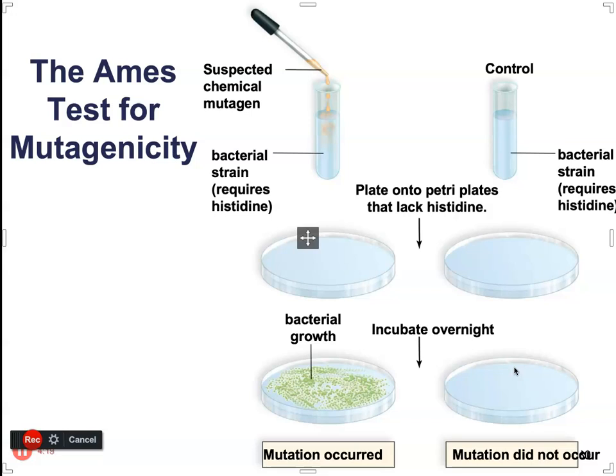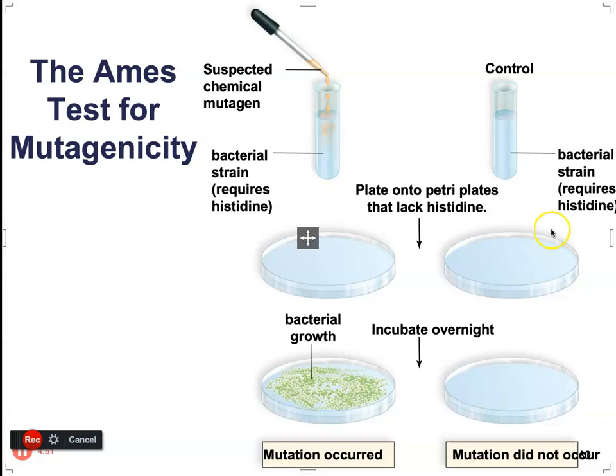This is where we take a particular type of bacteria that requires an essential nutrient to survive, and we grow them in the absence of that nutrient. So for the Ames test, we're going to use a bacteria that requires histidine. They don't have it themselves, they require it to grow. We're going to grow them in the absence of histidine. So we're going to put them on a petri dish that lacks histidine. Then we're going to expose our test group to the mutagen.